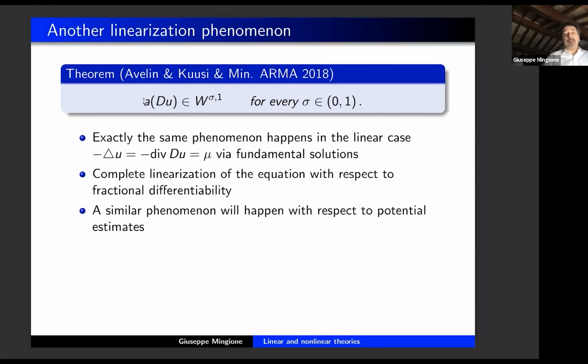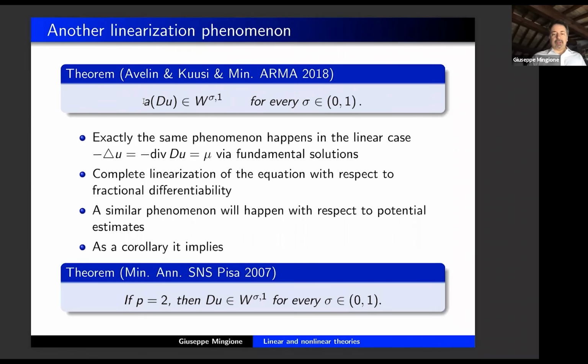And it's a similar phenomenon that you have for the Riesz potentials. In particular, this implies as a corollary an old result of mine in this paper, where I proved that for measure data solutions, the gradient is in W^{sigma,1} for every sigma less than 1. So this is the upgrade. So why do we need to formulate this result in terms of the whole vector field? Because otherwise you don't catch the borderline limiting regularity, because the equation is degenerate.